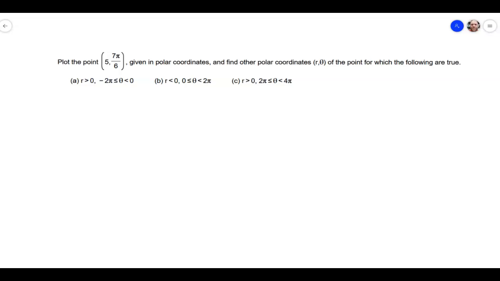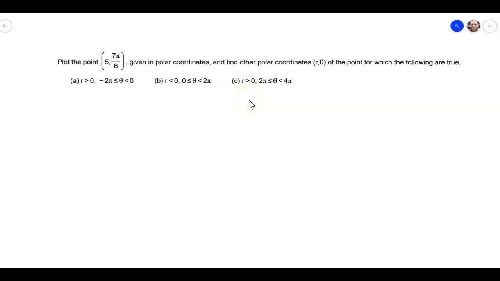Today I'm going to look at an example from section 9.1. This is number 7 in the homework, and it says plot the point 5, 7 pi over 6, given in polar coordinates, and find other polar coordinates, r theta, of the point for which the following are true. And then it gives us some criteria, and it wants us to find a point.